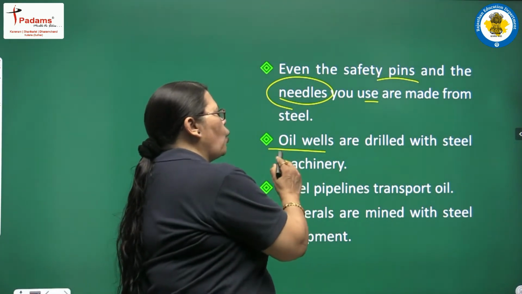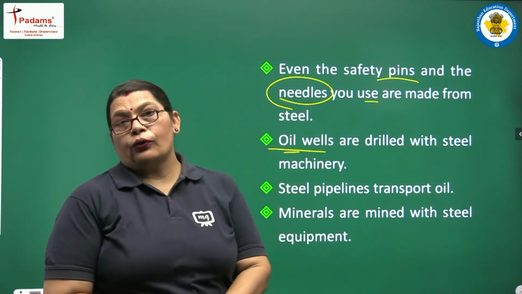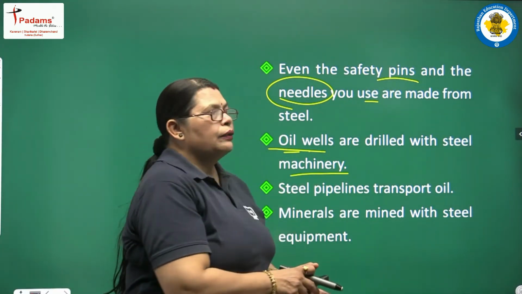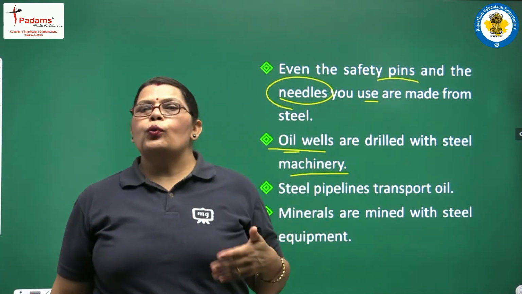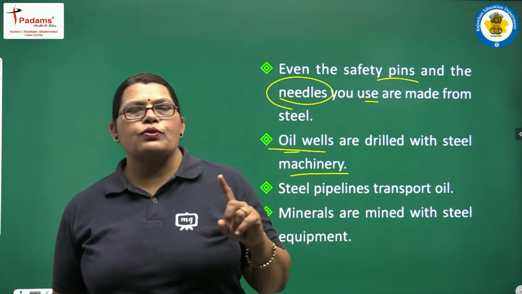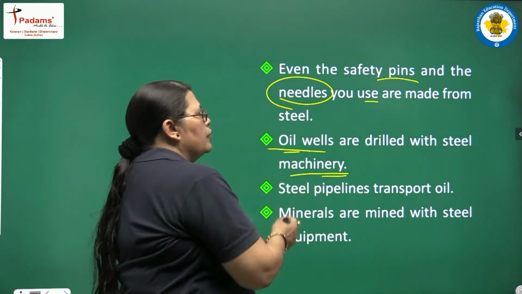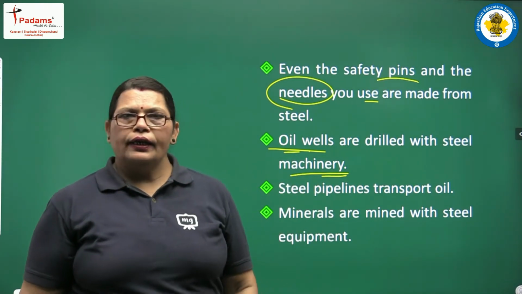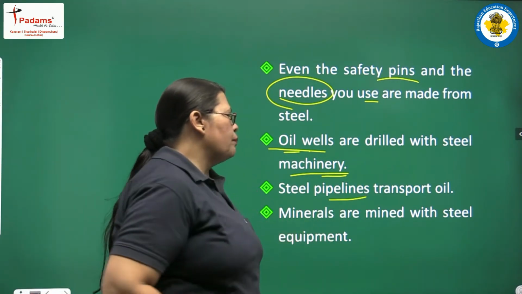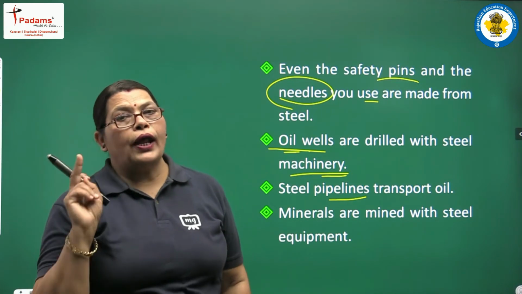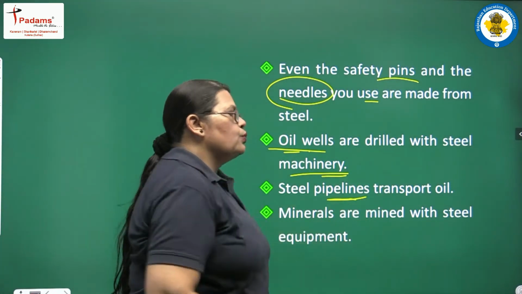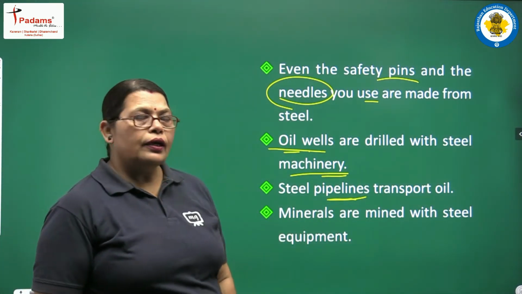When we are talking about oil wells, students, oil wells are drilled with steel machinery. जब हम बच्चों कहते हैं कि तेल के कुओं की खुदाई हो रही है तो उस समय भी जो ड्रिलिंग प्रोसेस है उस ड्रिलिंग प्रोसेस में भी व्हाट इज यूजिंग, all these are drilled with steel industries or steel machinery process. Here see, steel pipelines transport oil, not iron pipelines. So, rusting is there. So, steel pipelines are used only for the transportation of oil.